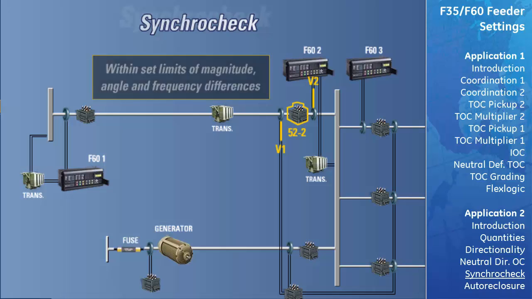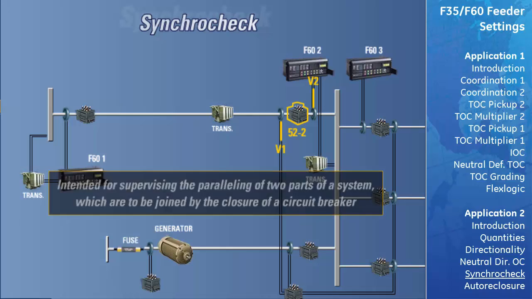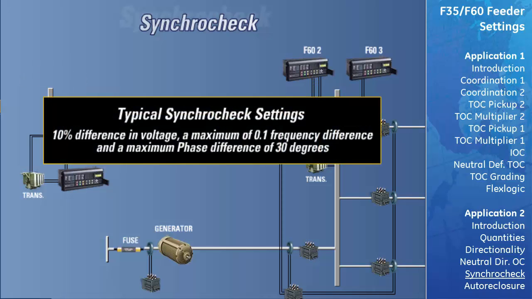The Synchrocheck function is intended for supervising the paralleling of two parts of a system, which are to be joined by the closure of a circuit breaker, as is the case at breaker 52-2. If one or both sources are de-energized, the Synchrocheck programming can allow for closing of the circuit breaker using undervoltage control to bypass the Synchrocheck measurements. Typical settings for the Synchrocheck are as follows: 10% difference in voltage, a maximum of 0.1 frequency difference, and a maximum phase difference of 30 degrees.